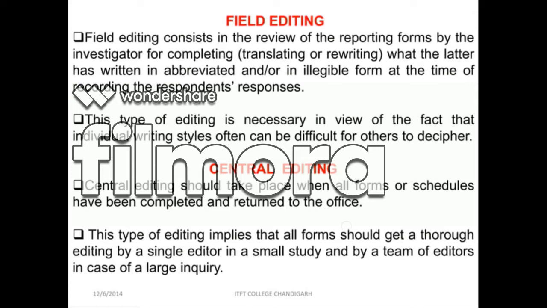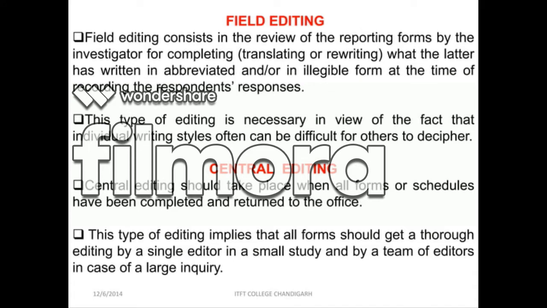So editing of data is a process of examining the collected raw data, especially in surveys, to detect errors and omissions and to correct these when possible. So editing is done to assure that the data are accurate, consistent with other facts gathered, uniformly entered, as completed as possible, and have been well arranged to facilitate coding and tabulation. So we have two kinds of editing. We have the field editing and we have the central editing.